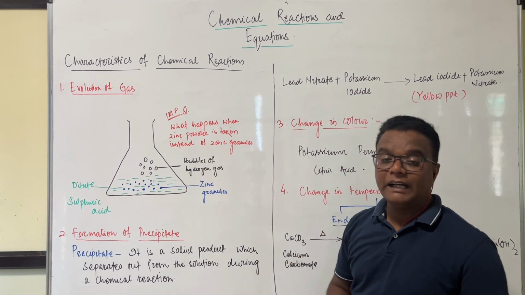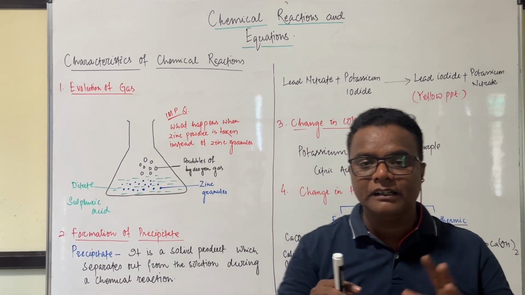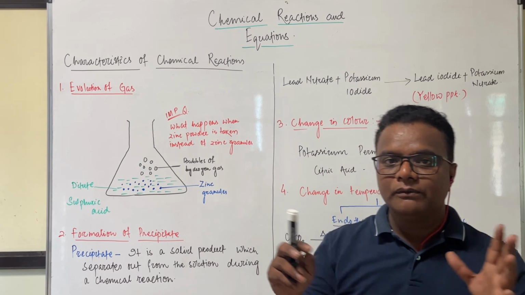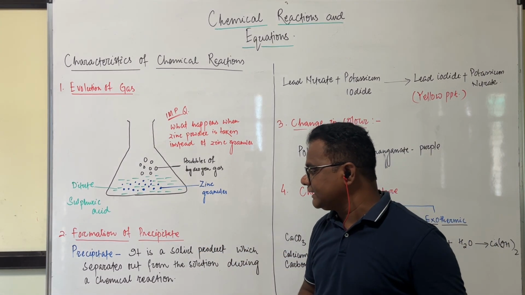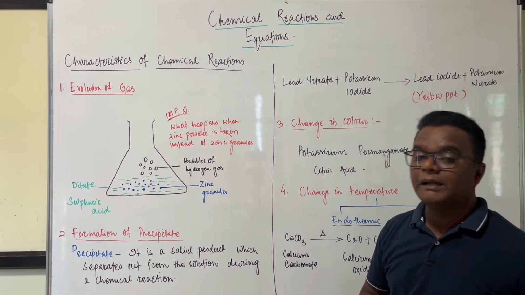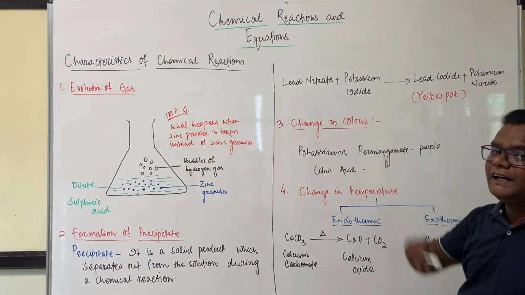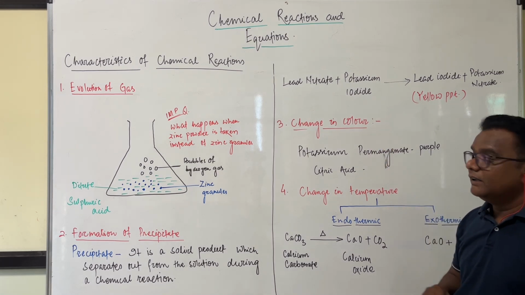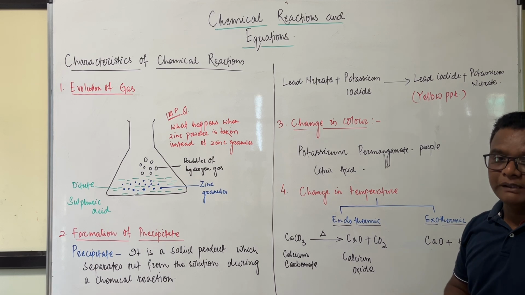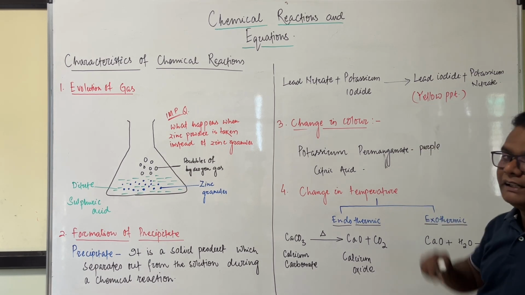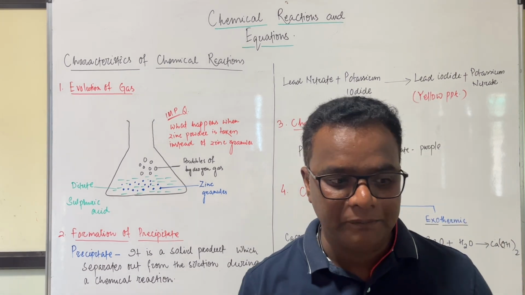Now, next characteristic is formation of precipitate. Then what is this precipitate? Precipitate means something insoluble solid formed in a solution. Okay, it is a solid product which separates out from the solution during a chemical reaction, that is precipitate. And the example is when lead nitrate is added to potassium iodide, then lead iodide is formed, and this lead iodide is of yellow precipitate. And this particular chemical reaction is the example of formation of precipitate and characterized by formation of precipitate.